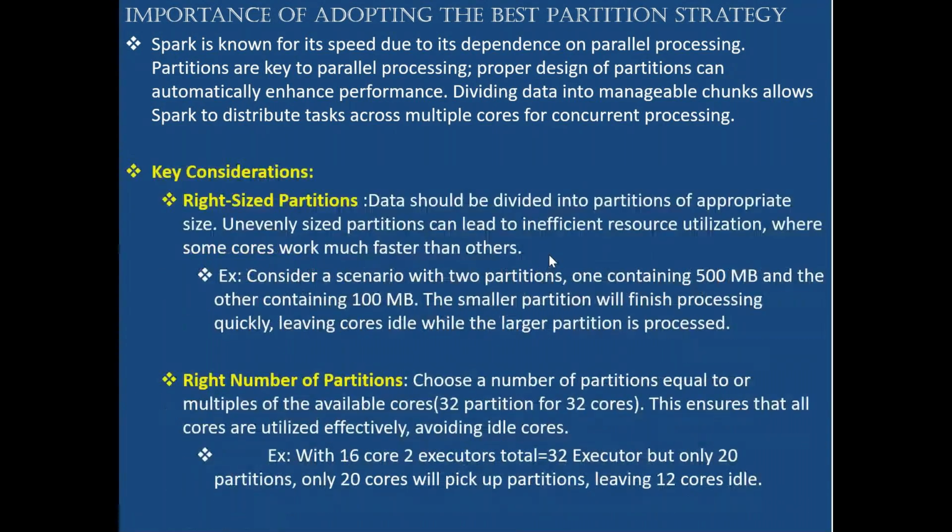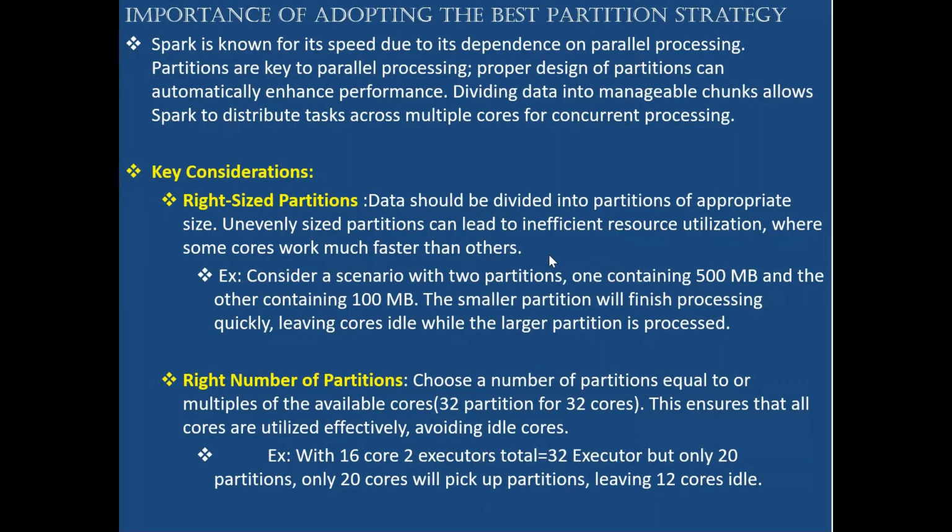So right sized partitions: data should be divided into partitions of an appropriate size. Unevenly sized partitions can lead to inefficient resource utilization. Same example I have given, right? If you divide 10 lakh, the 1 lakh job will finish quickly, but the 10 lakh job will take more time, so some cores work much faster than others. Consider a scenario with two partitions, one containing 500 MB and the other containing 100 MB. The smaller partition will finish processing quickly, leaving cores idle while the large partition is processed. Correct? So that is clearly understood.